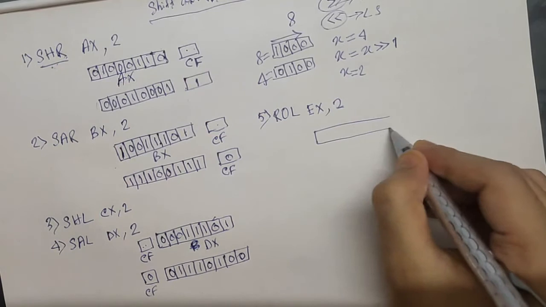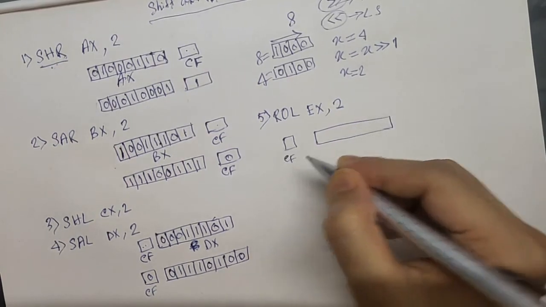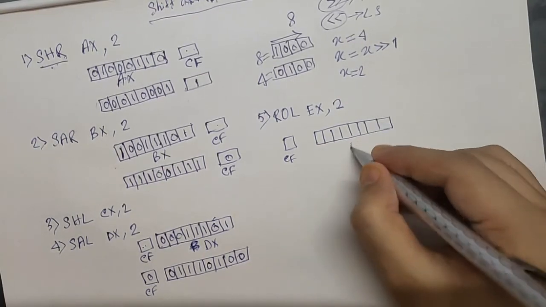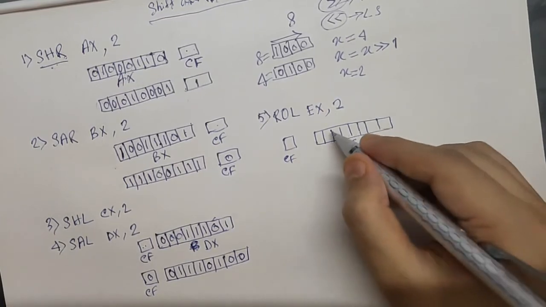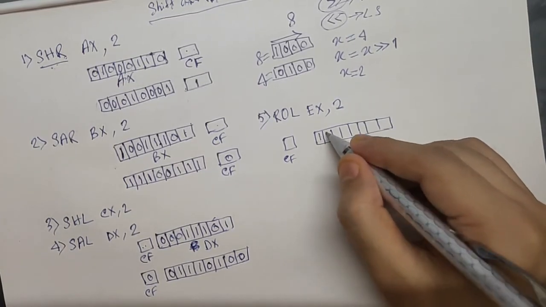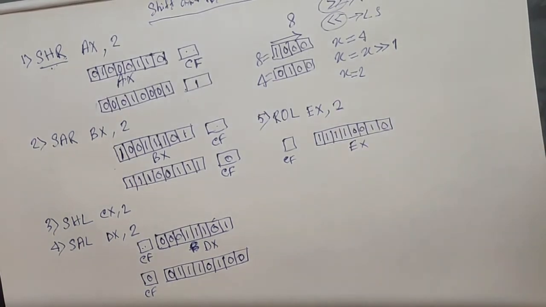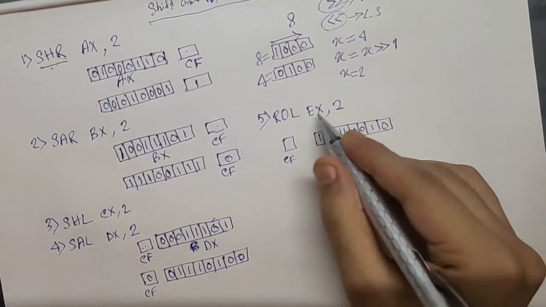So let me take an example. This is left shift, and our carry flag will be here, CF, 1 2 3 4 5 6 7 8, and this is our EX. Let me take any example, suppose 1 1 1 1 0 0 1 0. Now I need to rotate left, rotate left 2 times.